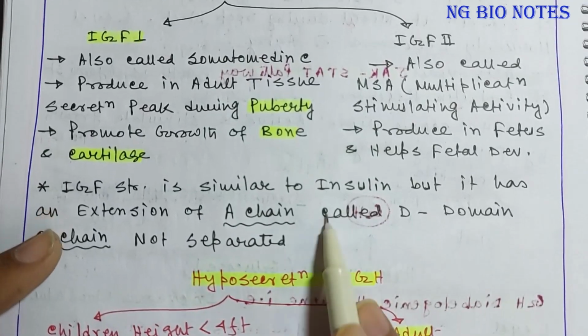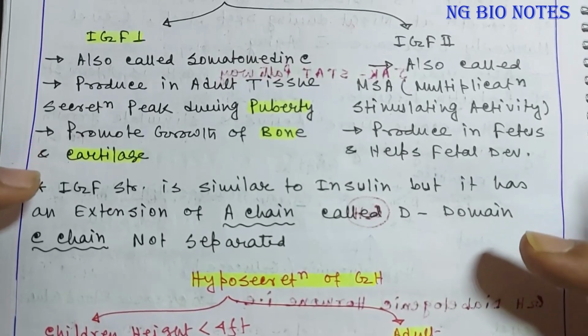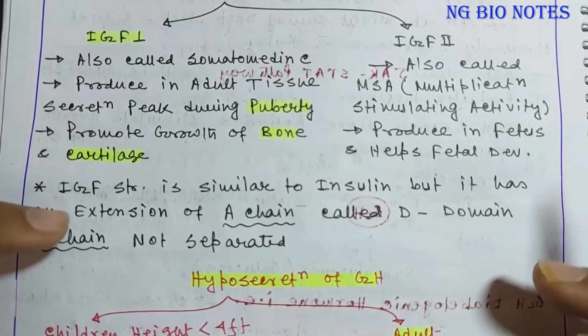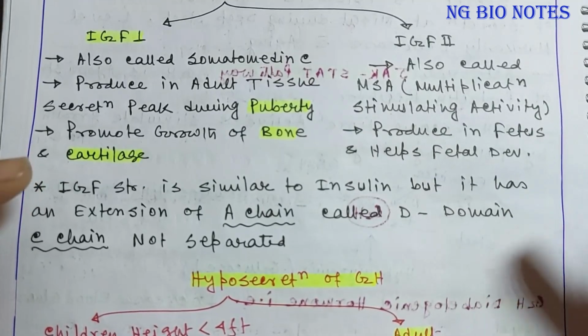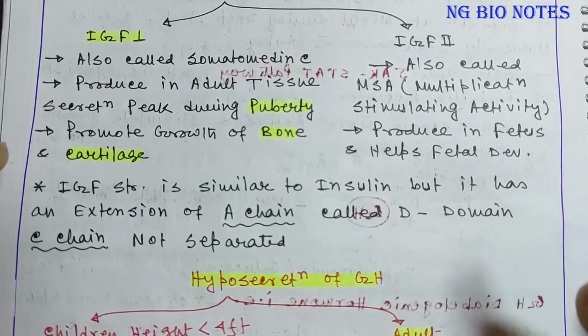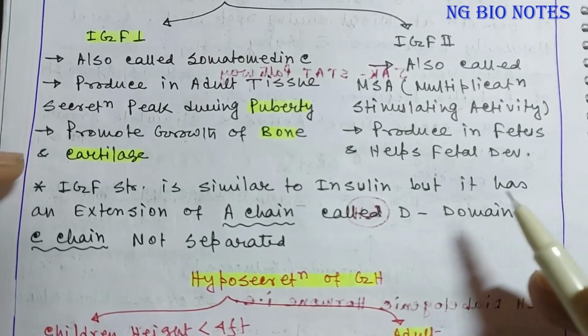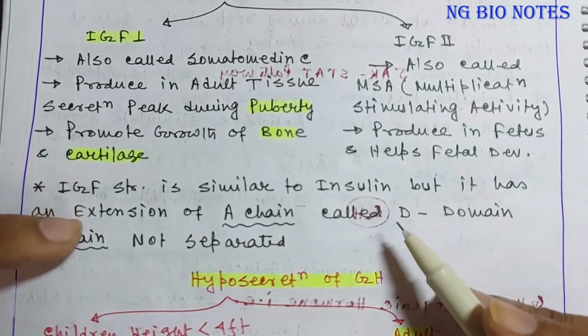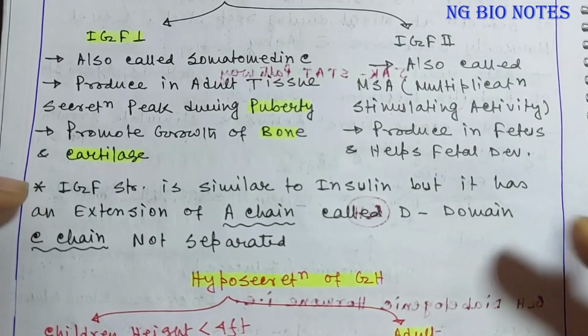Insulin-like growth factor is similar to insulin, and in insulin there are two protein chains, the A chain and the B chain, connected by disulfide bonds. But in the pre-pro-insulin condition, there are three chains: A chain, B chain and C chain. When insulin matures, the C chain is released and the A and B chains remain connected.